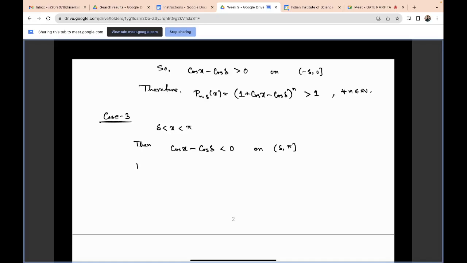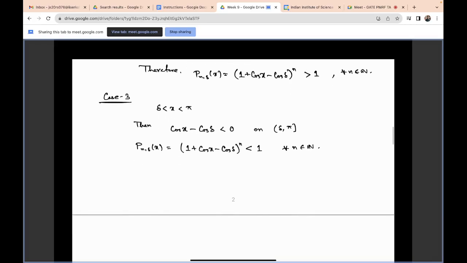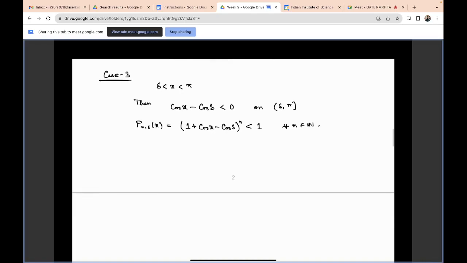So what is this saying? P_n,delta of x is (1 plus cos x minus cos delta) to the power n. As this quantity is strictly less than 0, this is less than 1 for all n belonging to natural numbers. So this is case 3, and similarly case 4.